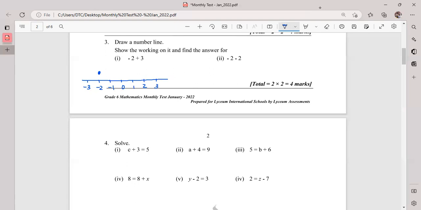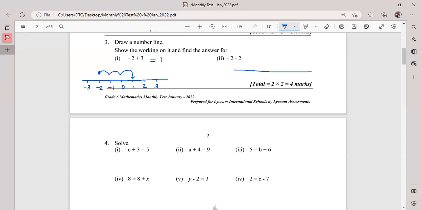that means you want to move to the right side. If it is a positive value, you move to the right side. How many steps should you go? 3 steps. So 1, 2, 3. Now you are here after the move. What will be the answer? The answer is +1. Right? So then we'll move to the second number line.